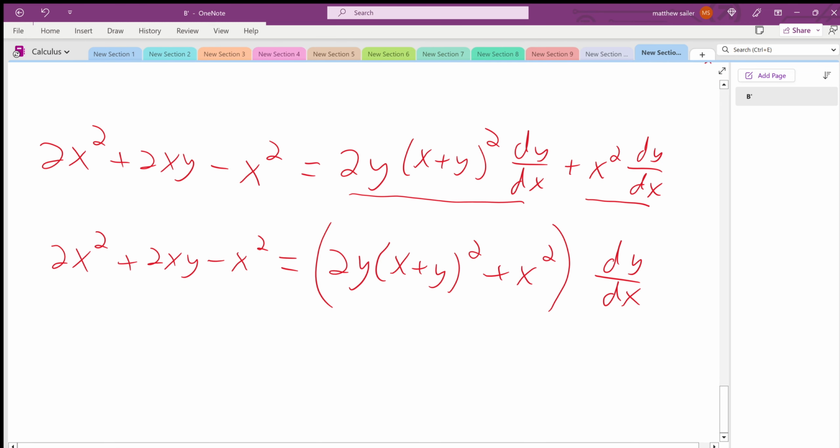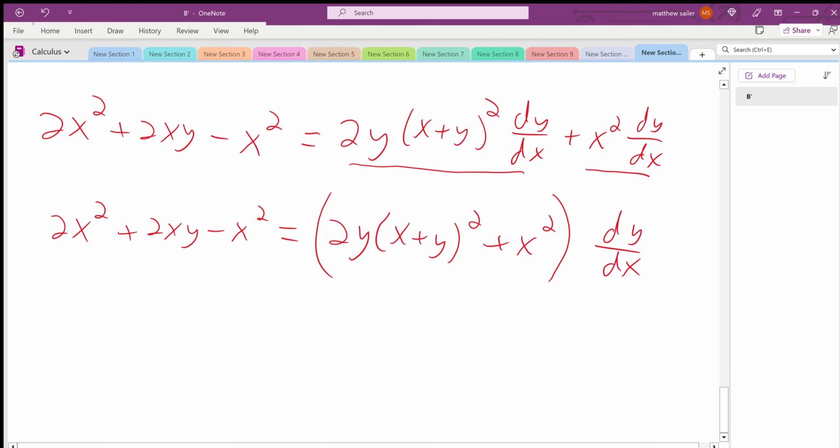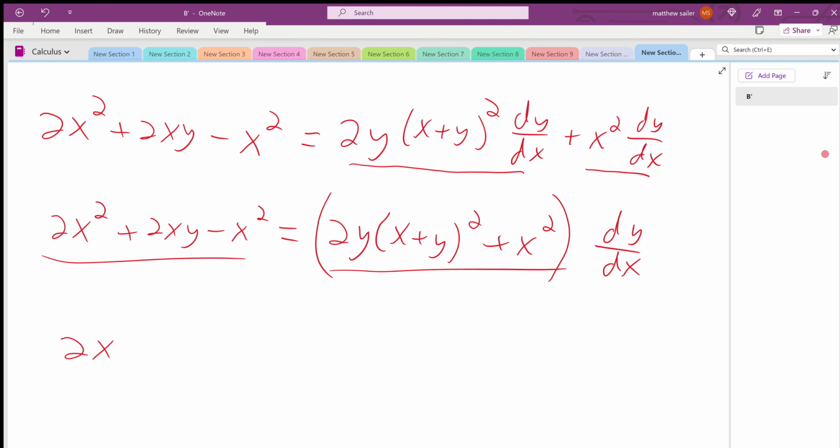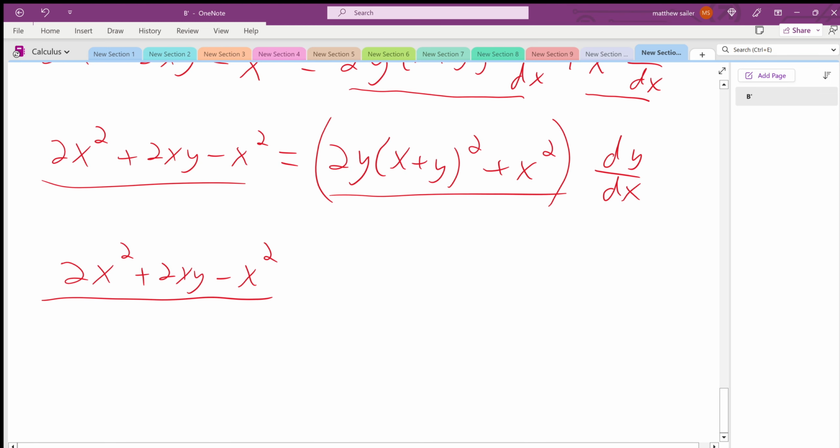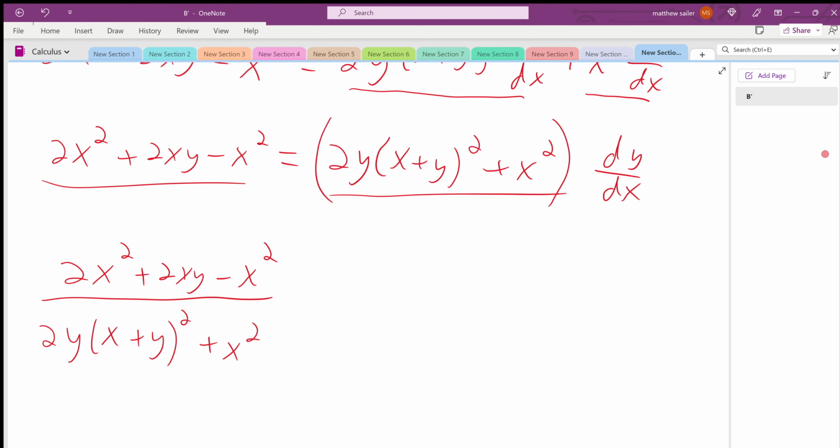Alright, and then the last step to move dy dx by itself, we just divide both sides by this. So we get 2x squared plus 2xy minus x squared divided by 2y times x plus y squared plus x squared. And that equals dy dx.